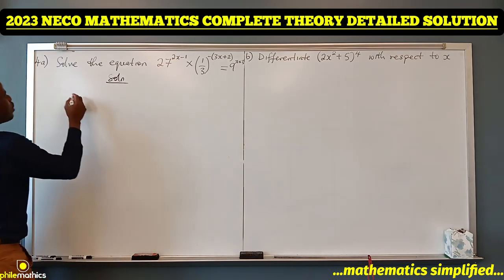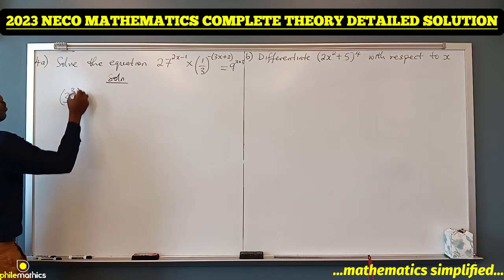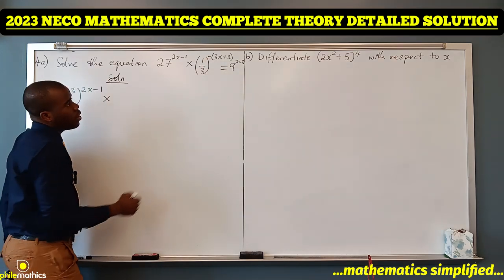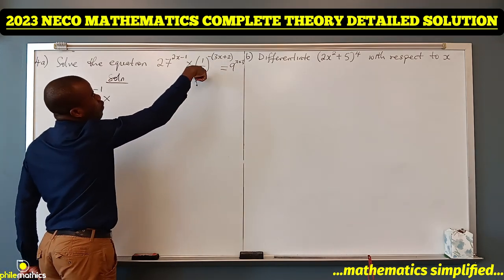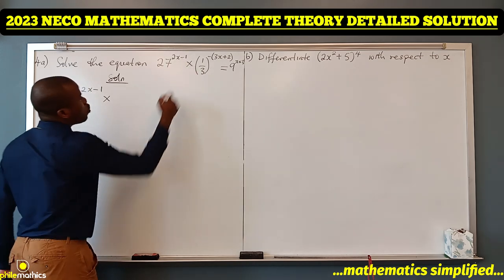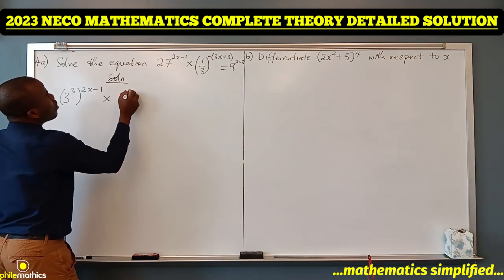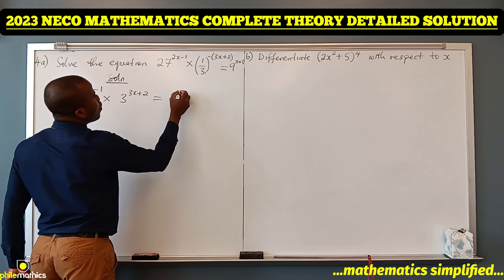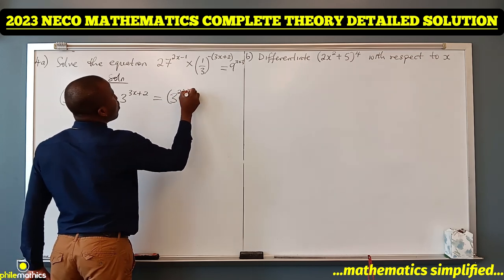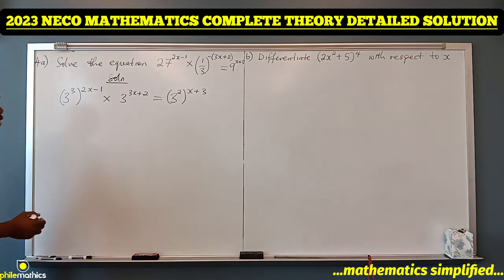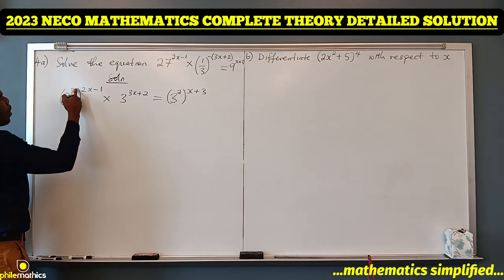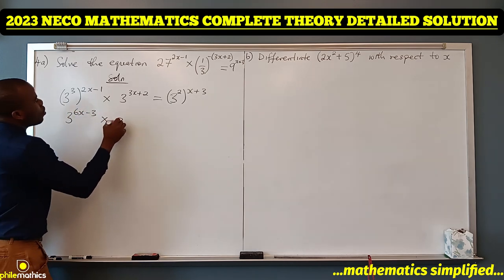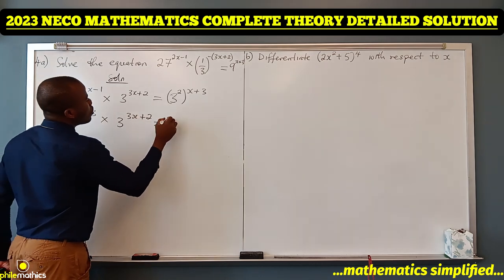So if we put 27 in base 3, we'll have 3 to power 3, 2x minus 1, times. Because of this negative, if I take the negative power of a fraction, it is to take the inverse of the fraction. So this will be 3 to power 3x plus 2. And if I put 9 in base 3, this is 3 to power 2x plus 3. From laws of indices, product rule, this power can multiply this power. We have 3 to power 6x minus 3 times 3 to power 3x plus 2 equals 3 to power 2x plus 6.